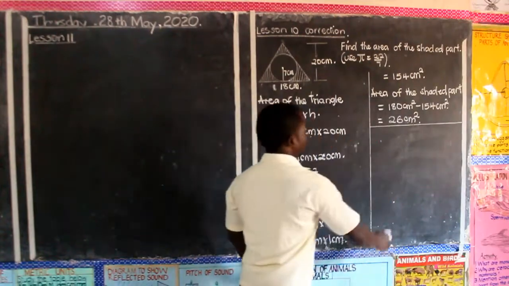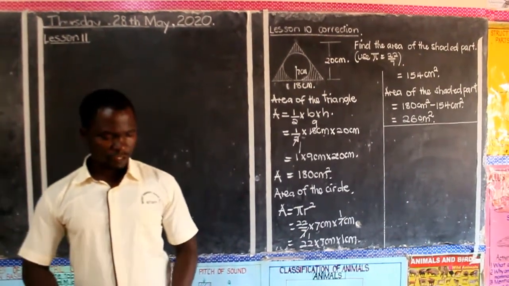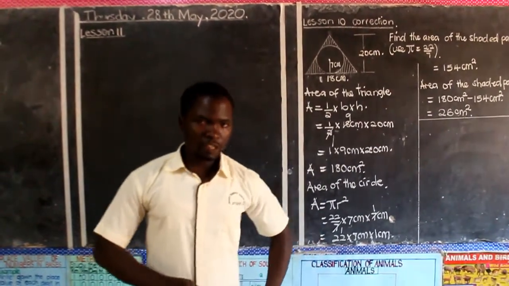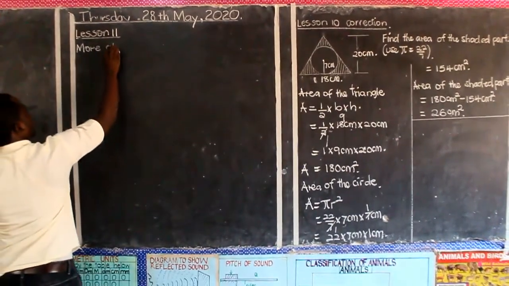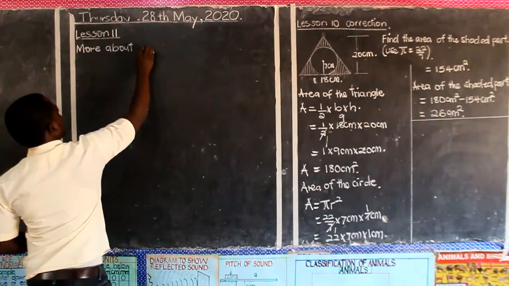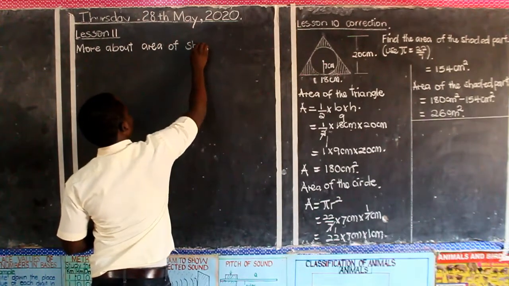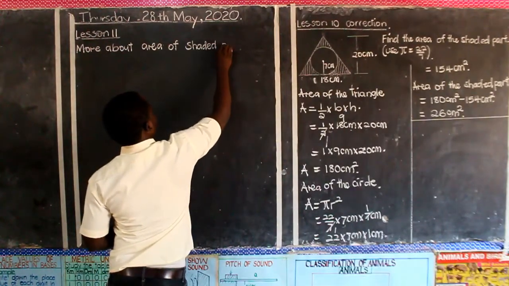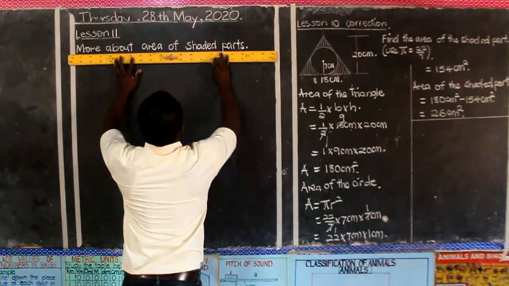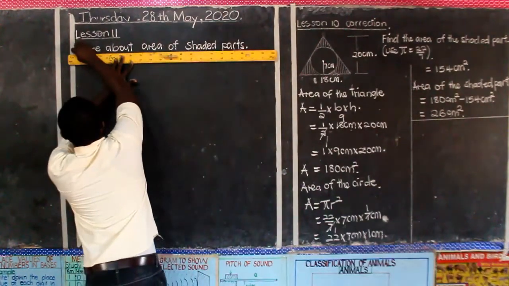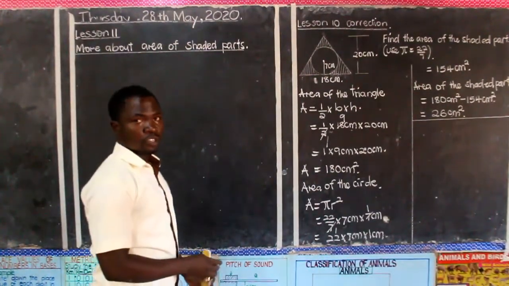Now, today we are going to look at something else, and that is more about area of shaded parts. Example one. But before you go to example one, I want you to note this.